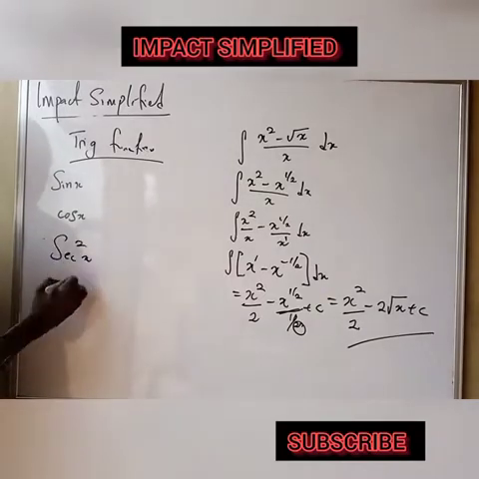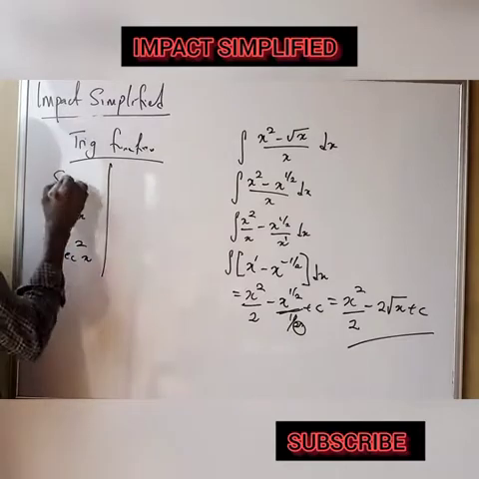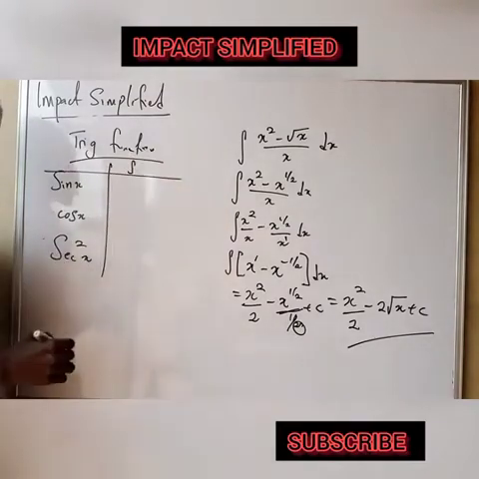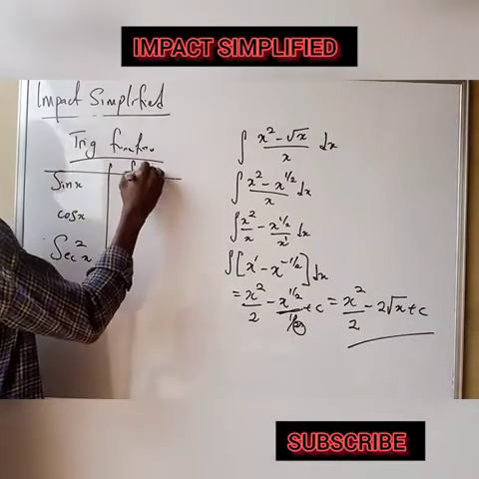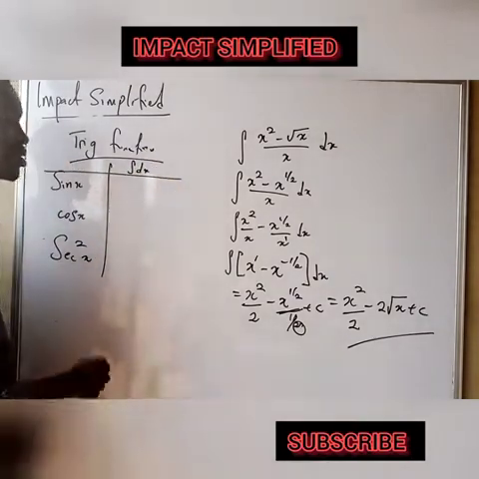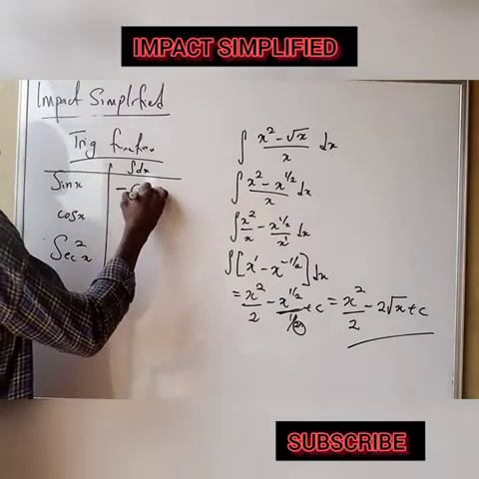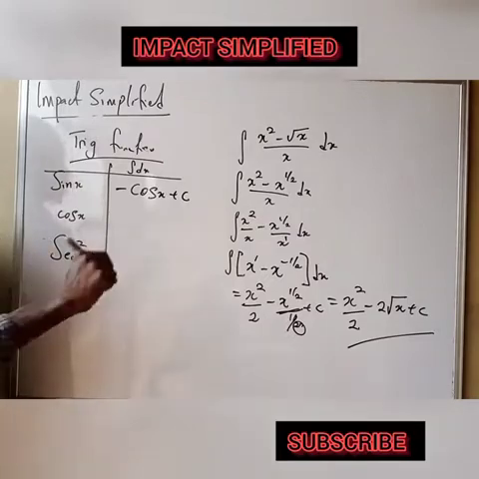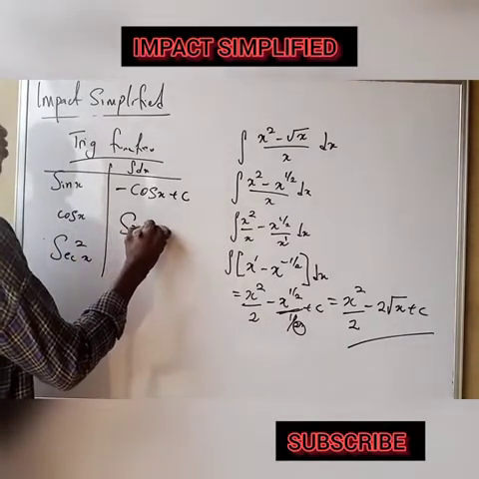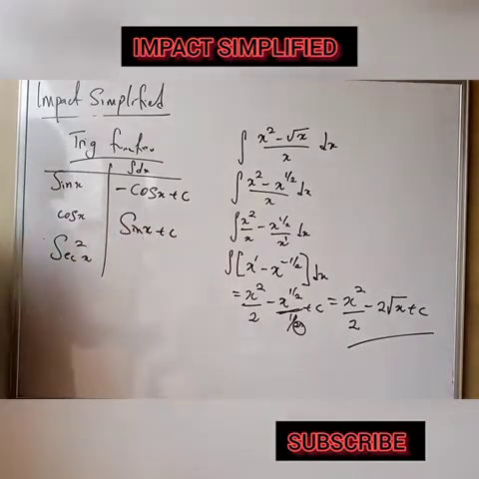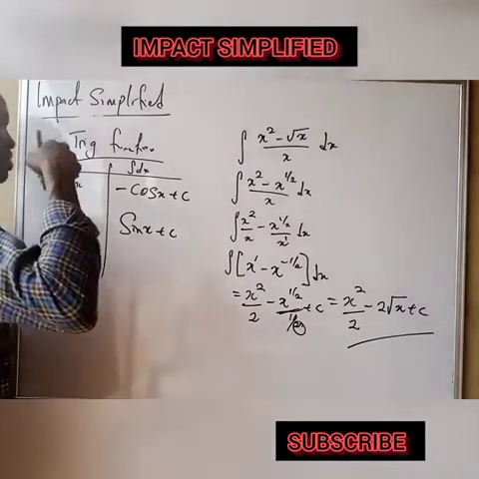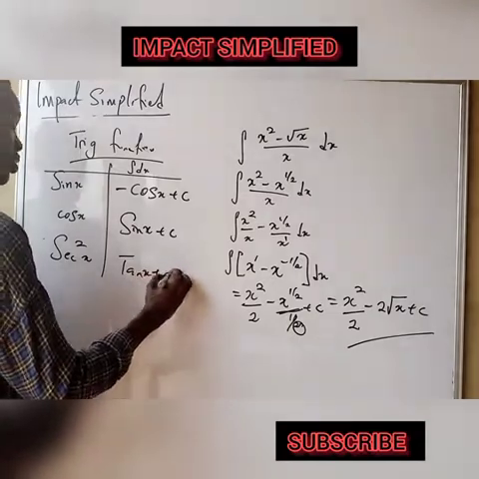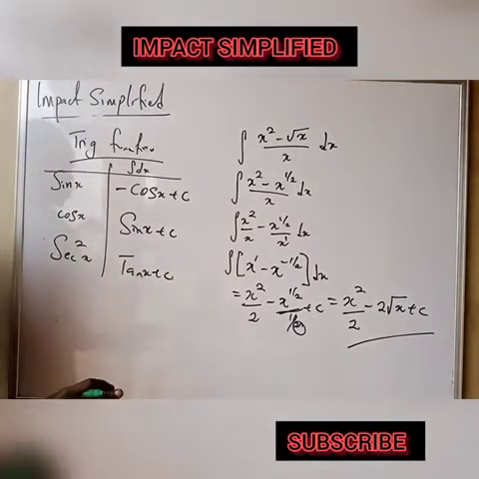Sec squared x. Don't forget, we have the trigonometric function for differential, but this is the trig function for what? Integral. You must know that anytime you are integrating sine x, the integral of sine x will give us what? Minus cos x plus c. Anytime you are integrating cos, the integral of cos will give us what? Sin x plus c. And anytime you are integrating sec squared x, the integral of sec squared x will give us what? Tan x. Do we get that?